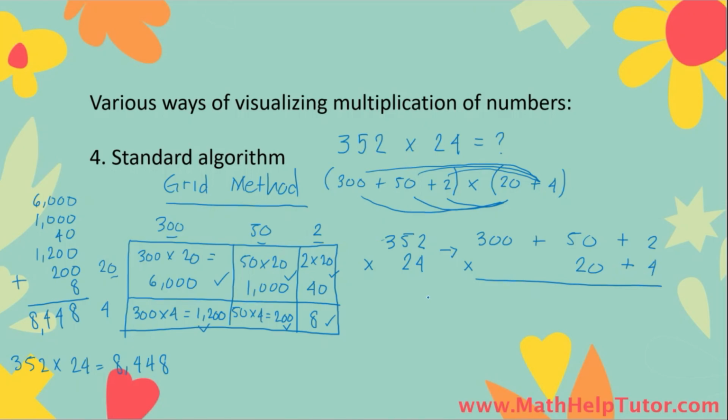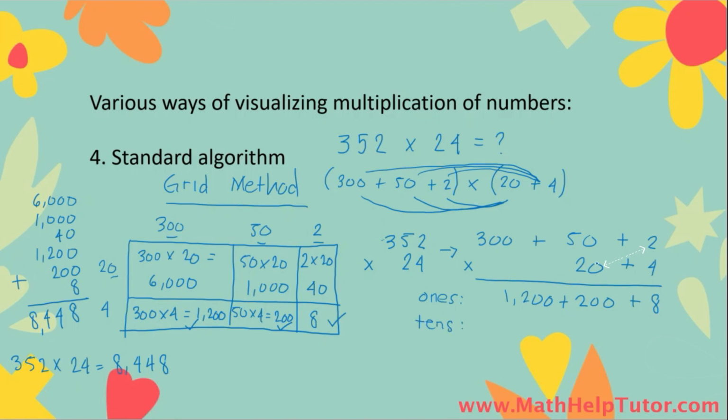So what we do now is let's multiply each place of the first number to each place of the second number. So let's do the ones place first. So 2 times 4 is 8, which is this region in our grid method. Let's put a plus here. 50 times 4, which is this one, is 200. And then we have 300 times 4, which is this one. That's 1,200. So since we are adding the areas, we put plus signs here, since we are adding all the areas in this region.